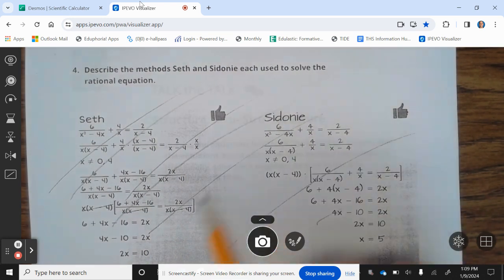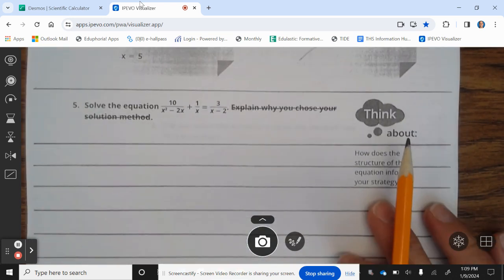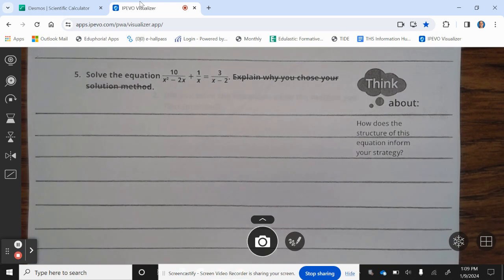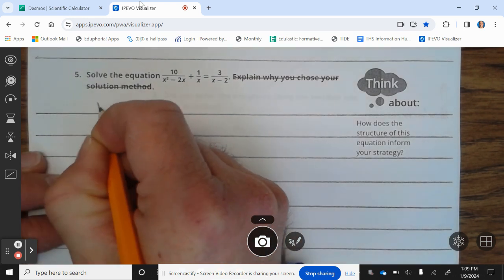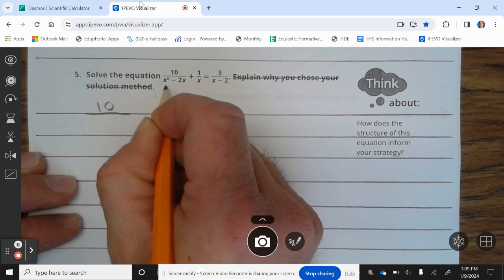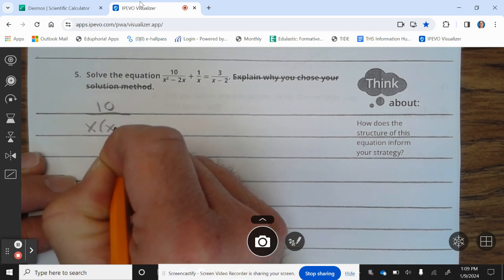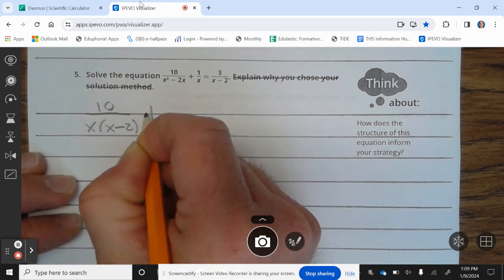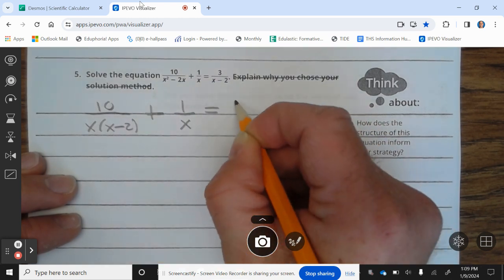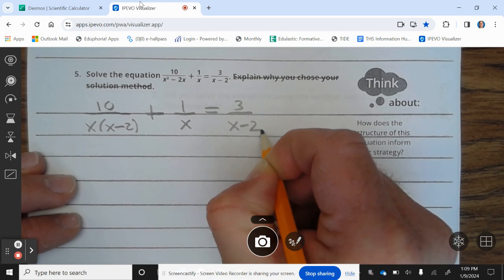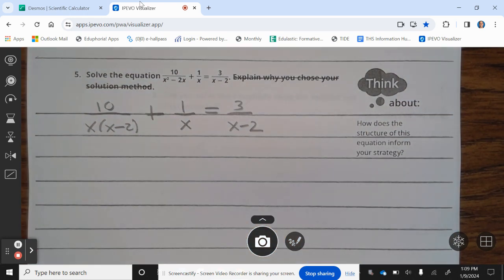All right, go ahead and mark that out. All right, number 5, solve the equation. So we're going to do this one a little differently. We're going to factor everything in the denominator. So that factors to x times x minus 2, plus 1 divided by x equals 3 divided by x minus 2. Now, the least common denominator is x times x minus 2.